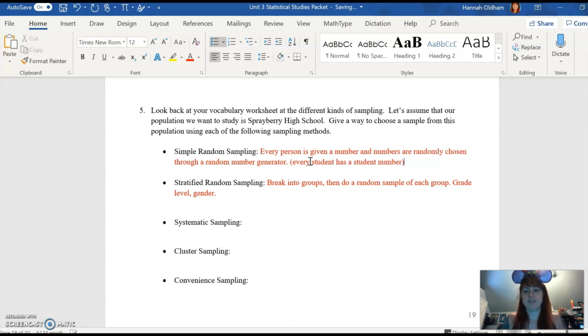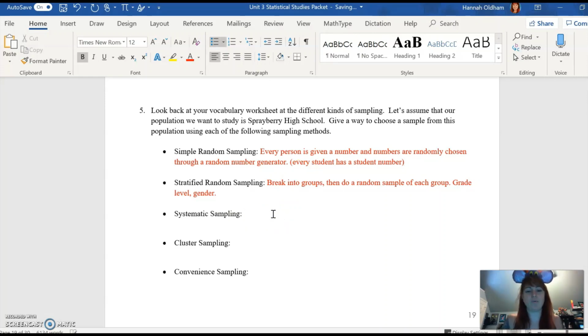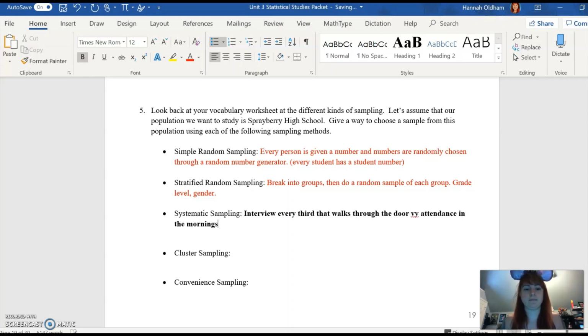So you could just use that because everyone already has that. Systematic sampling is a way to do kind of a random sampling, but you use a rule. So you could interview every 3rd person that walks through the door by attendance in the morning.